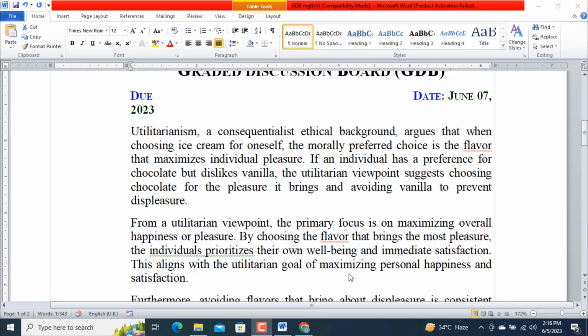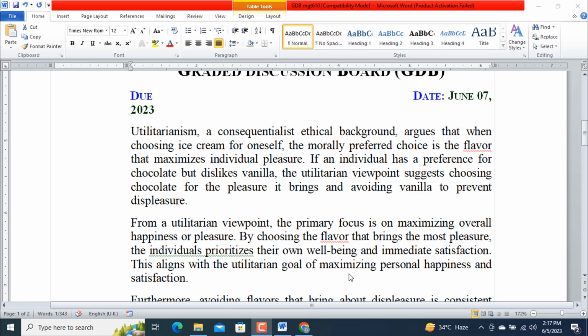Basically, this GDB is focused on the utilitarianism ethic principle, which holds that if you focus on maximizing the well-being of the society on a large scale, it will maximize the pleasure of the whole society. If you make a decision which is disliked by the majority of the society, it will go against the principle of maximum pleasure, rather it will decrease the pleasure.